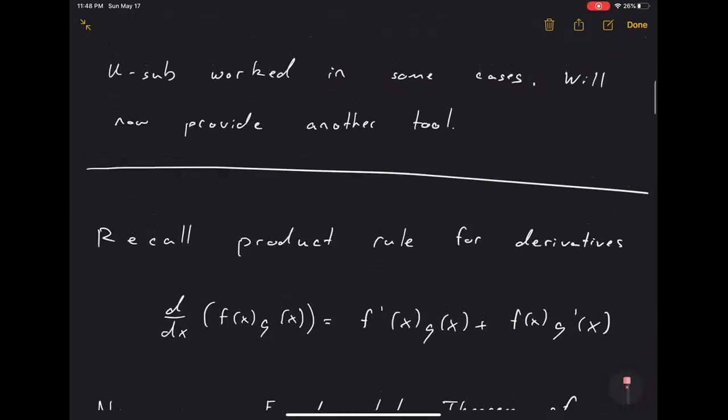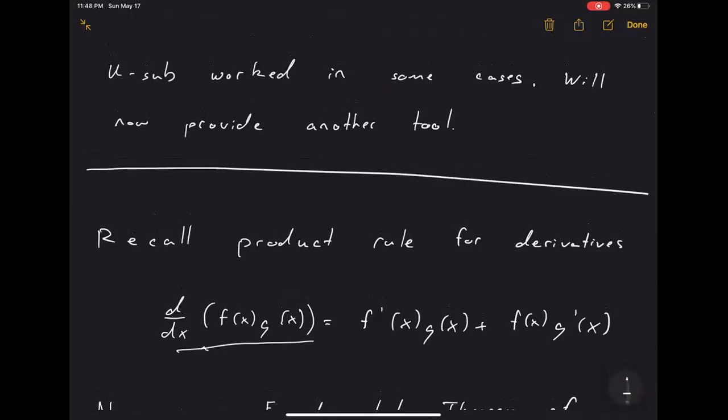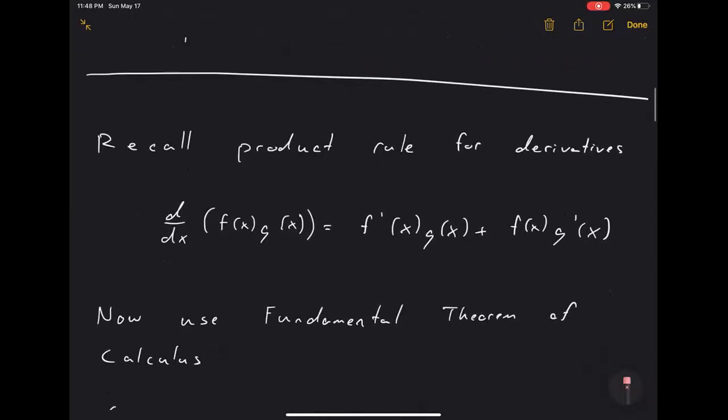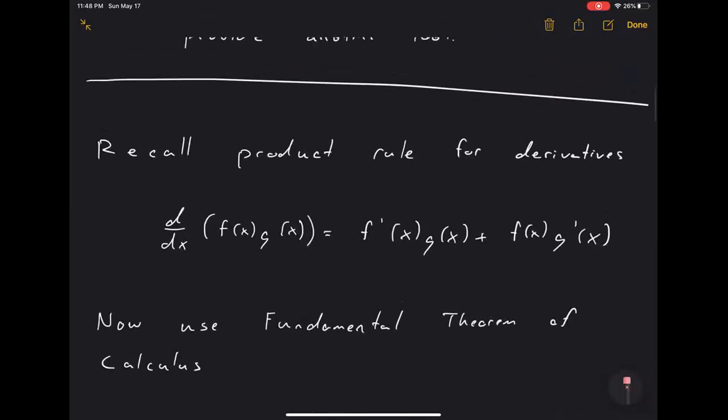Okay, so to motivate integration by parts, remember the product rule for derivatives. If I want to take the derivative of this left side, the derivative of f(x) times g(x), well, that's going to be f prime of x times g of x plus f of x times g prime of x. Okay. And now remember the fundamental theorem of calculus.